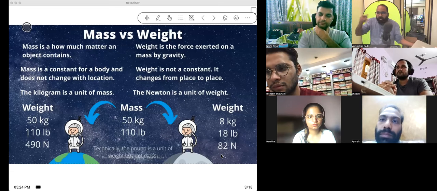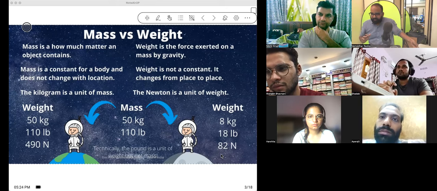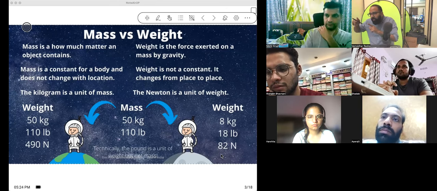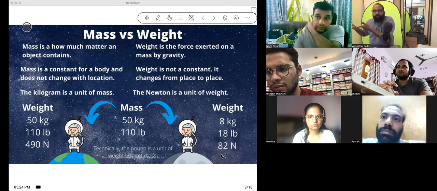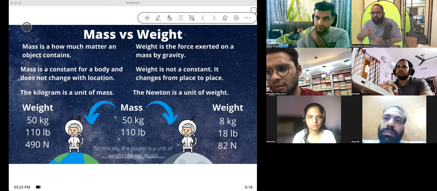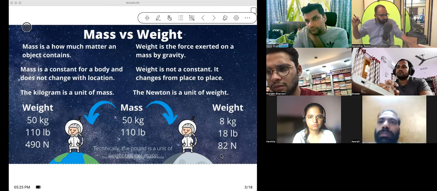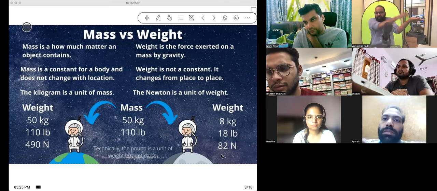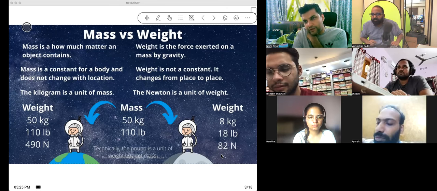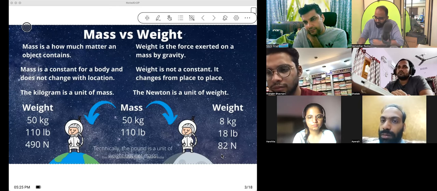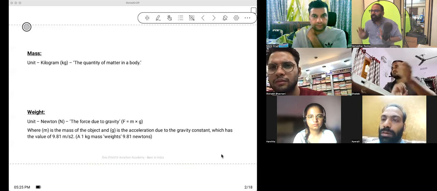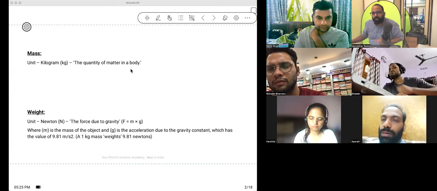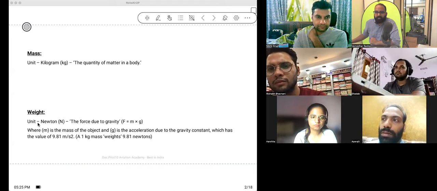So on Earth, the acceleration due to gravity is 9.8 meters per second square. On the moon, it is 1/6 of it. So the weight of this laptop will change from Earth to moon because the force with which it will push my hand down varies. But will the mass change? No, sir, it will remain the same. So moon or Earth, mass will be constant. The quantity of matter in a body will be constant, but the weight will change.